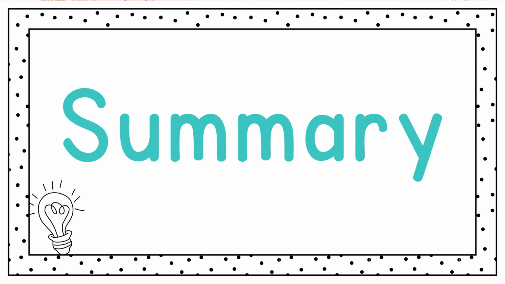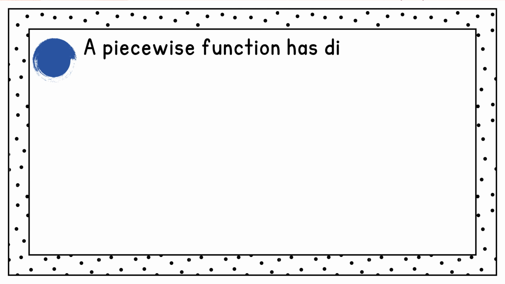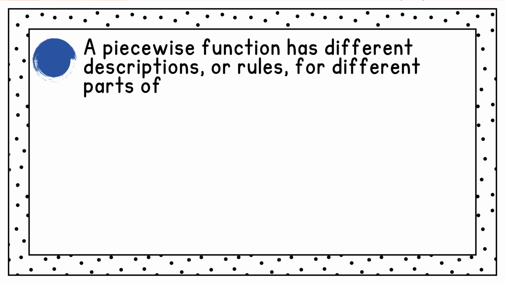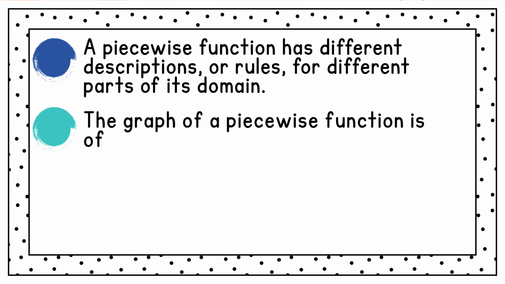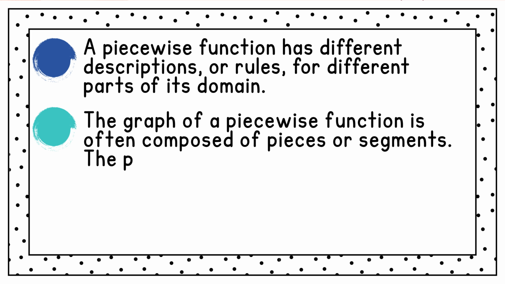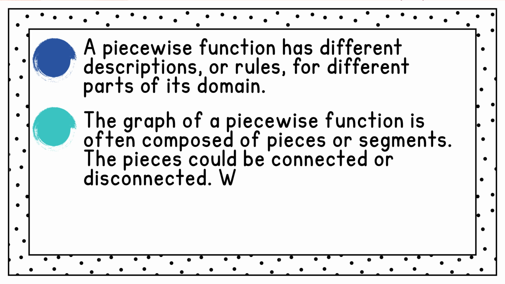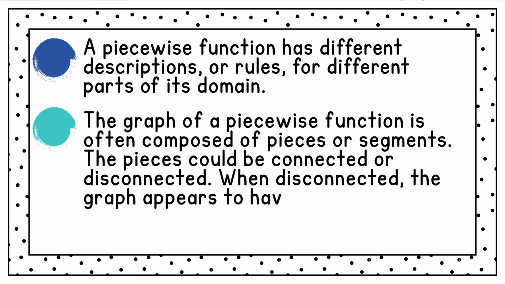Now let's recap what we've learned. A piecewise function has different descriptions or rules for different parts of its domain. The graph of a piecewise function is often composed of pieces or segments. The pieces could be connected or disconnected. When disconnected, the graph appears to have breaks or steps.